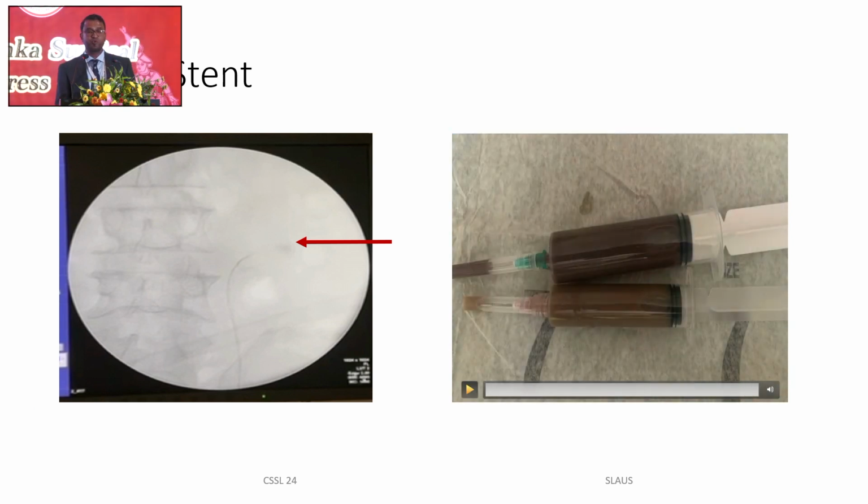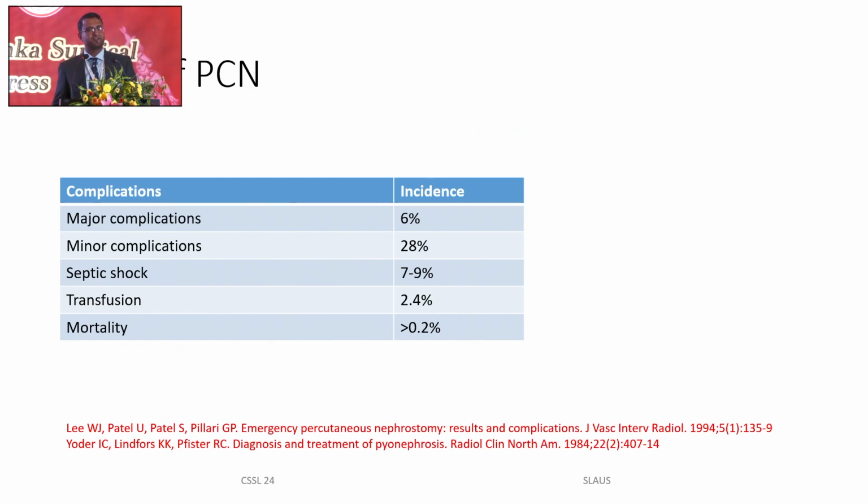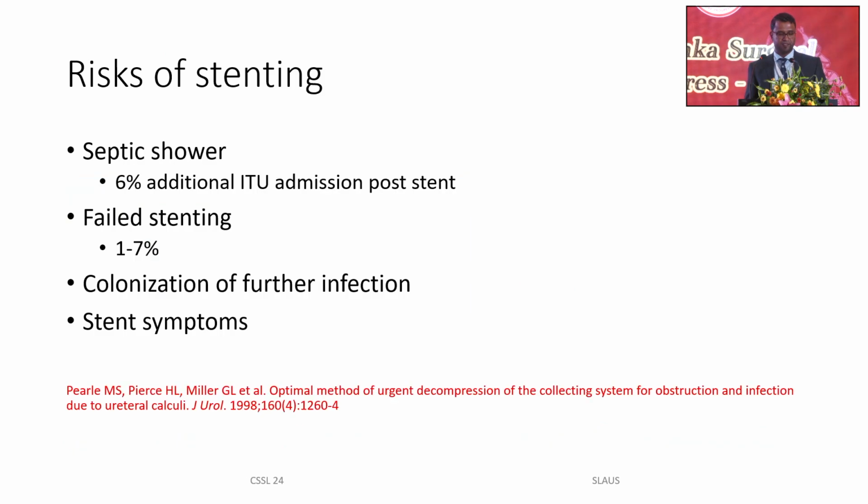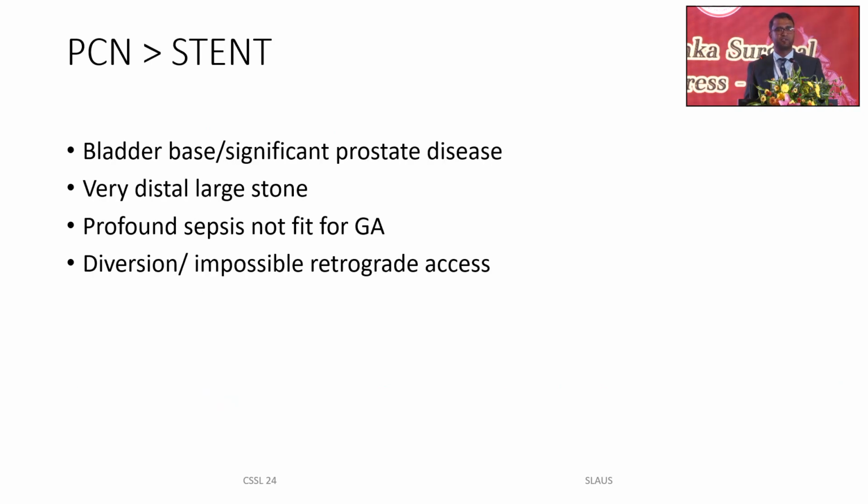Okay, both procedures are interventions, so as usual they will have their own complications. Risk of PCN: minor complications are more than 25%, and there is mortality of less than 1%. Again with stenting, we can appreciate there is a septic shower and might need ITU admission after stenting, and there's a chance we might not be able to stent the patient, and then colonization of infection, and more than 80% of patients might have stent symptoms.